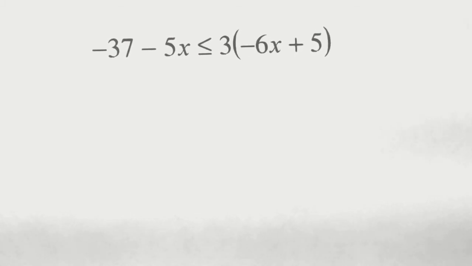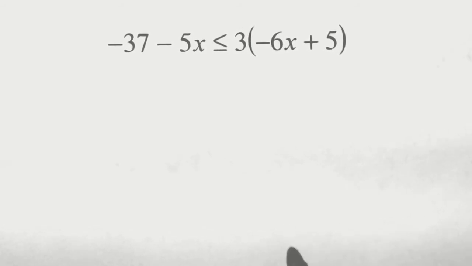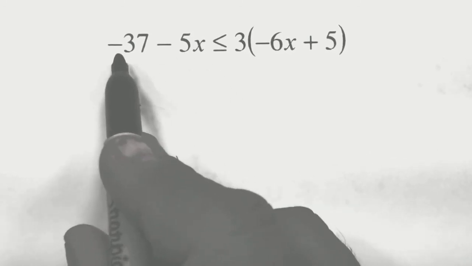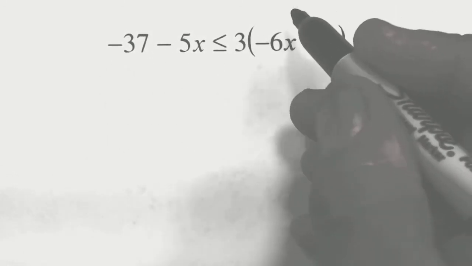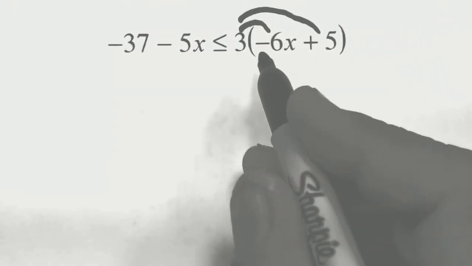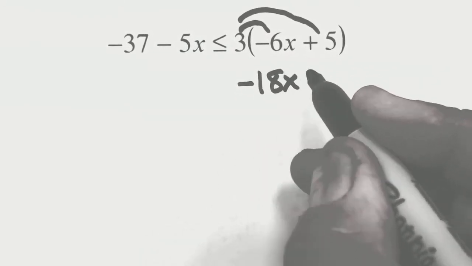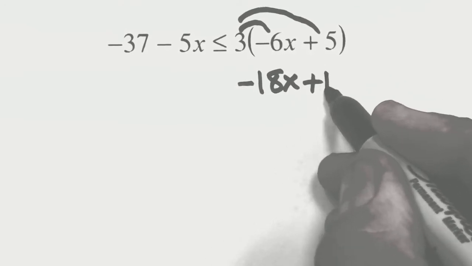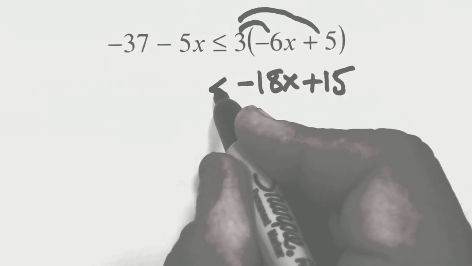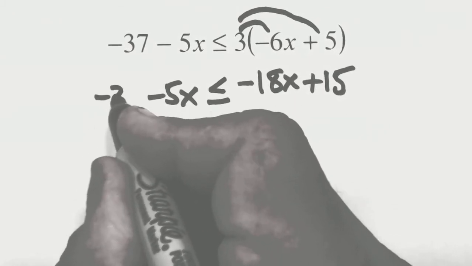Okay, well, one last example to look at here, and we're going to have variables on both sides in this one. Notice on the left side I've got negative 37 minus 5x. There's no parens over here to clean up, but over on the right side there is. I've got to take this 3 and distribute it into both of these. So 3 times negative 6x will give me negative 18x. 3 times plus 5 will give me plus 15. Okay, I've cleaned up the right side. The left side I can just rewrite here the way it was. There's nothing to clean up, no parens in here.